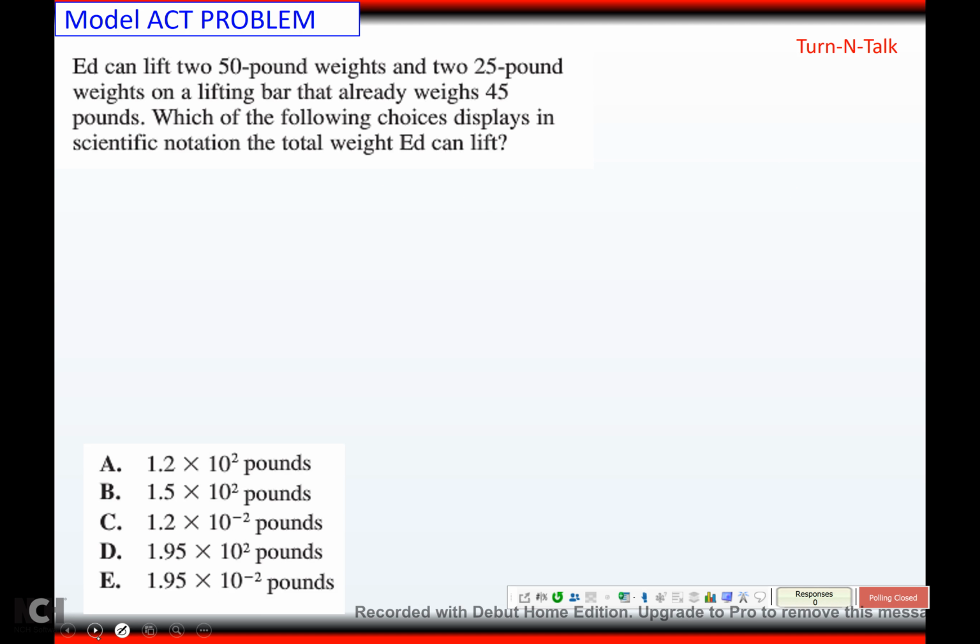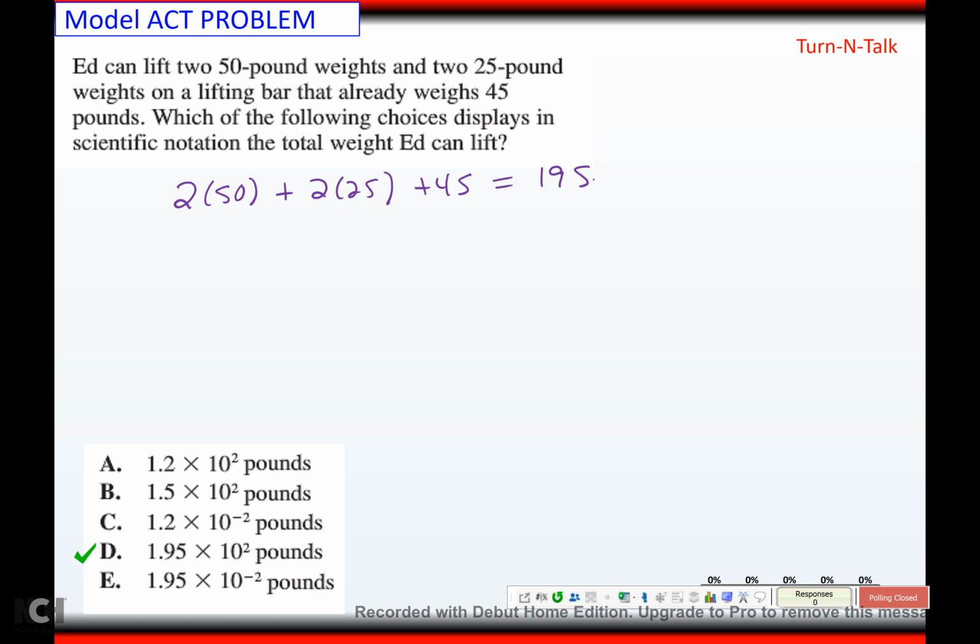Okay, try this one, hit pause, come back when you're ready. And hopefully you got D. Ed can lift 2 50-pound weights and 2 25-pound weights on a lifting bar that already weighs 45 pounds. Which of the following choices displays in scientific notation the total weight that Ed can lift? All right, my calculator, I just went ahead and switched it to scientific notation. But what you're doing, you have 2 50-pound weights plus 2 25-pound weights plus the weight of the bar. And if you type that in, I get 195.